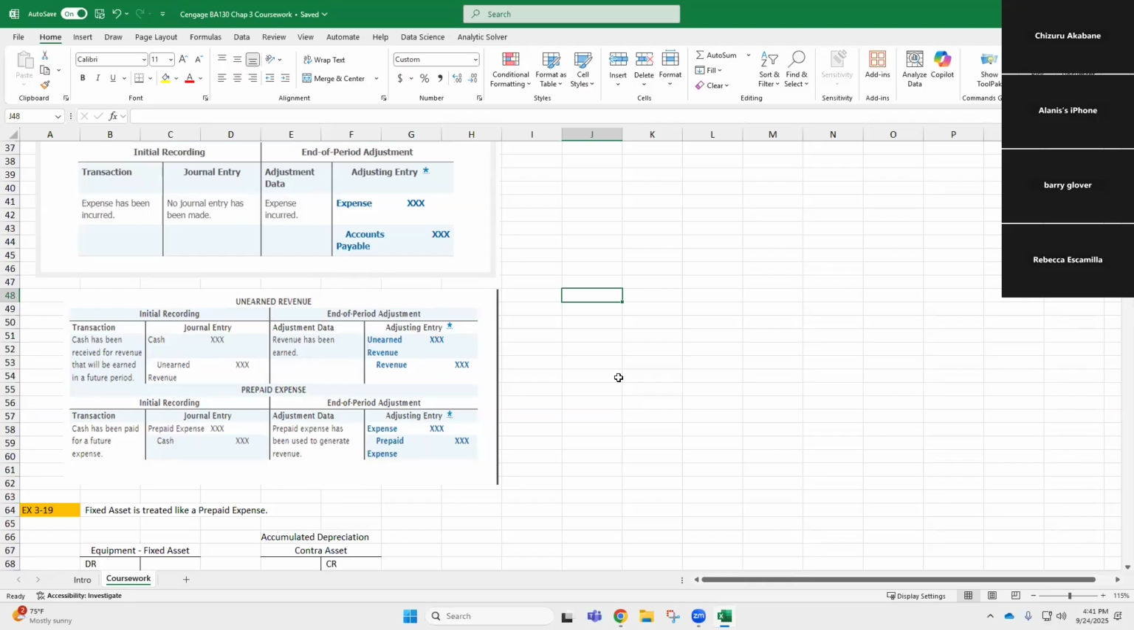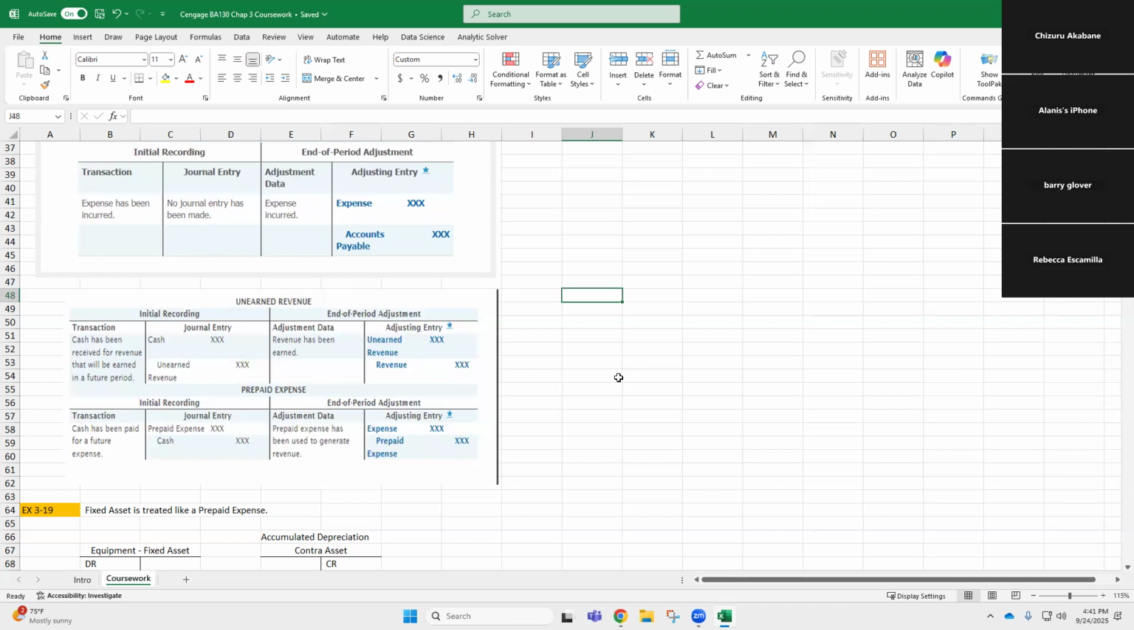Like they're giving an example of equipment here. So let's say we bought a piece of equipment. I'm just making up something here. Let's say that this piece of equipment cost us 20 grand. We're going to use it. You're going to be introduced to your very first contra asset.